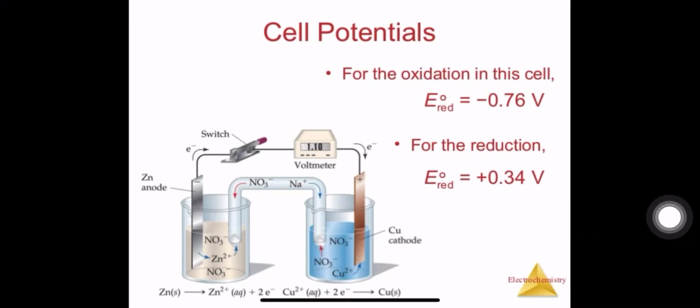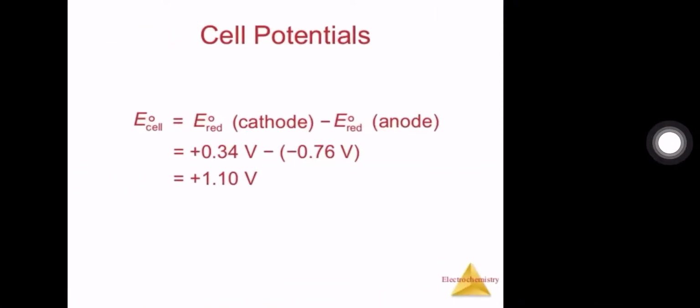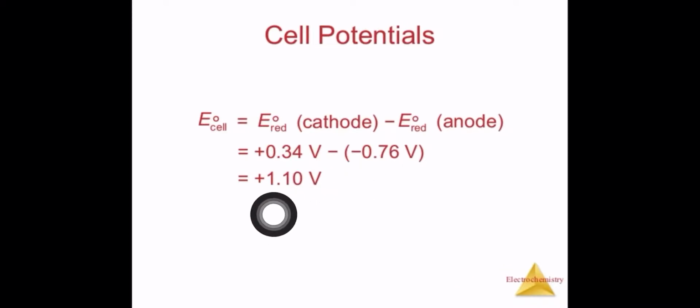0.34. Now according to the equation, as I told you, what we are going to remember is reduction minus oxidation. So we are doing 0.34 minus (minus 0.76), and that's why we are getting the value 1.10. Okay, so here we have described how to find out the standard value of a half cell and the standard value of a cell, right? With reference to hydrogen.